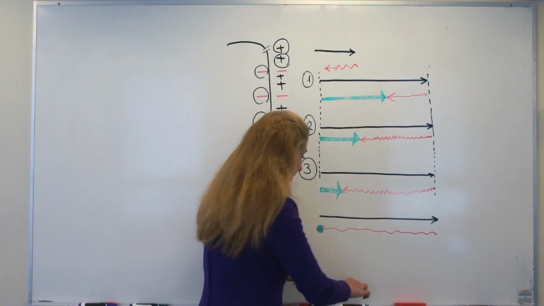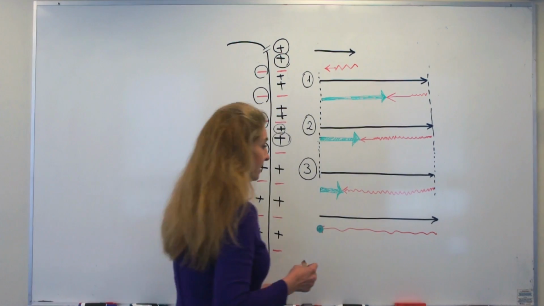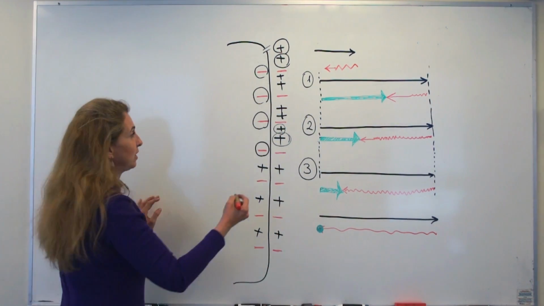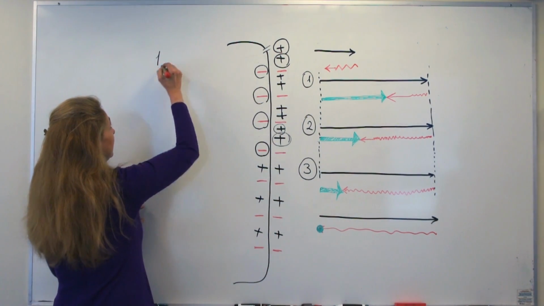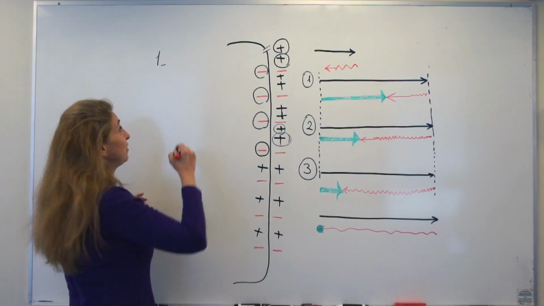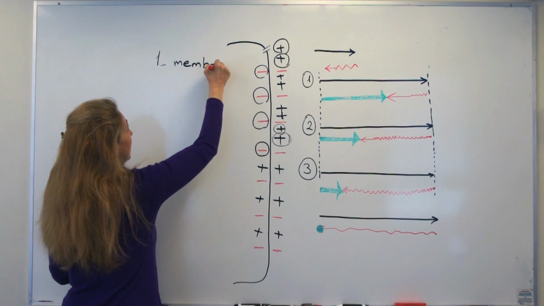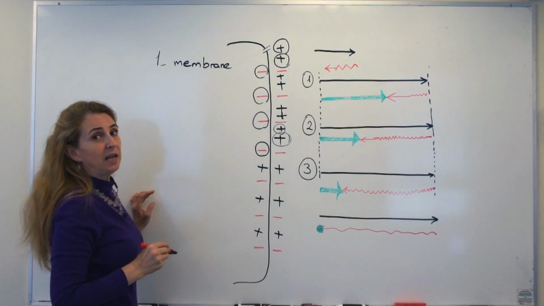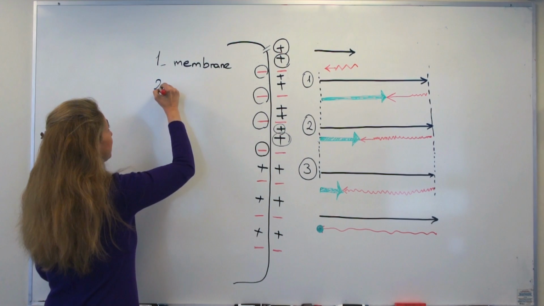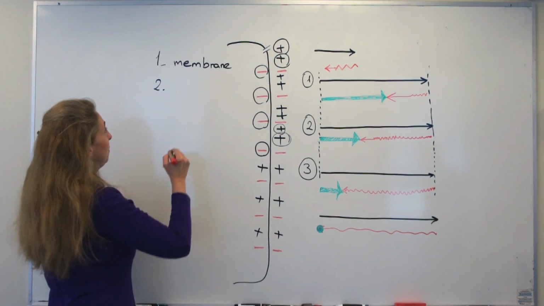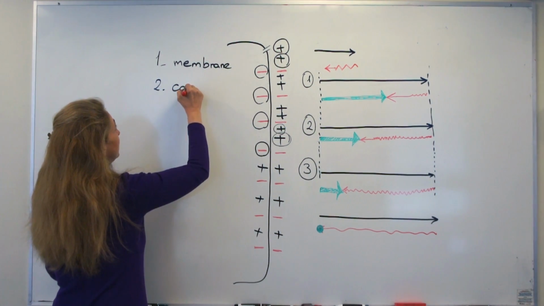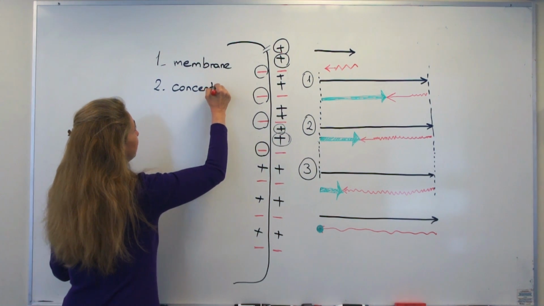Let's go over the basic characteristics of the Nernst potential. 1, the Nernst potential is an electrical potential formed on 2 sides of the cell membrane. 2, it is produced by the concentration difference.